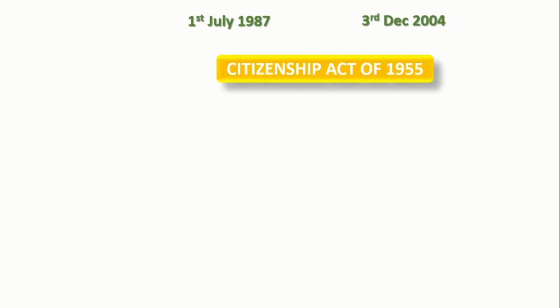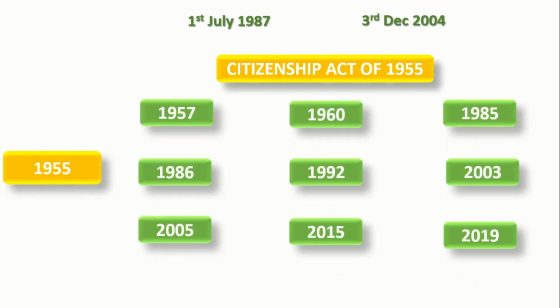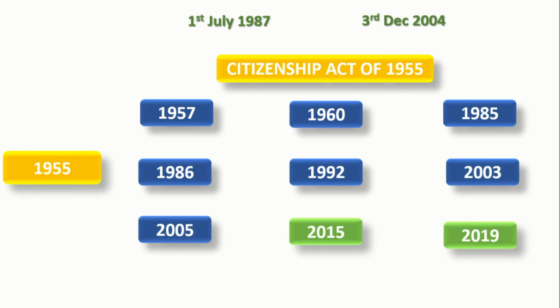The dates mentioned here, that is 1st July 1987 and 3rd December 2004, are mentioned because of the amendments done to the Citizenship Act of 1955 by the Parliament. The first Citizenship Act was passed in 1955. After that, it was amended several times in 1957, 1960, 1985, 1986, 1992, 2003, 2005, 2015, and the most recent one, 2019. And that's the reason why acquisition of citizenship is categorized in such a way.